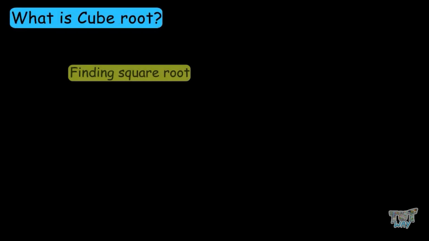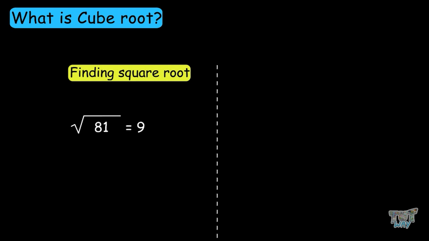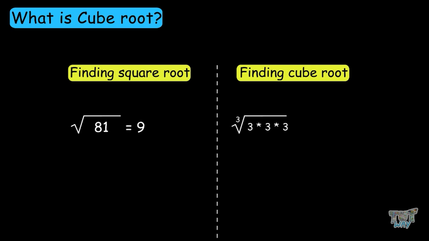Now what is cube root? Now for finding the square root of a number, we used to take a number that is multiplied with itself 2 times to form that number. And that should be the square root of that number. Finding the cube root is the same thing. We need to find a number that multiplied with itself 3 times to form that number.